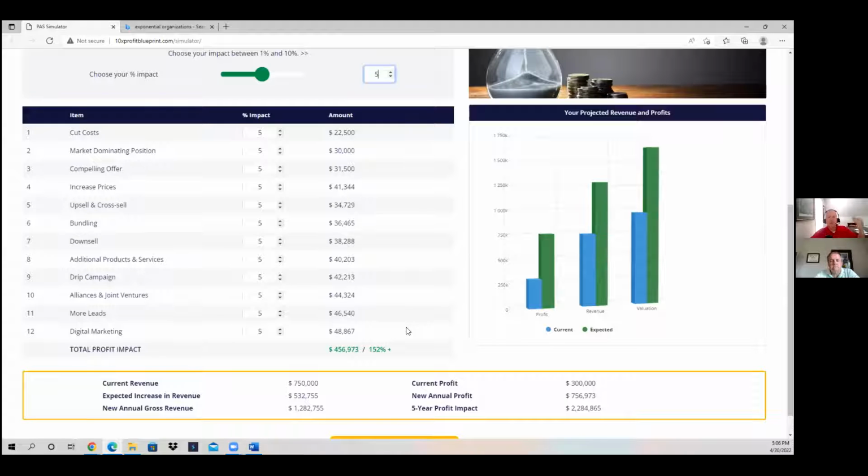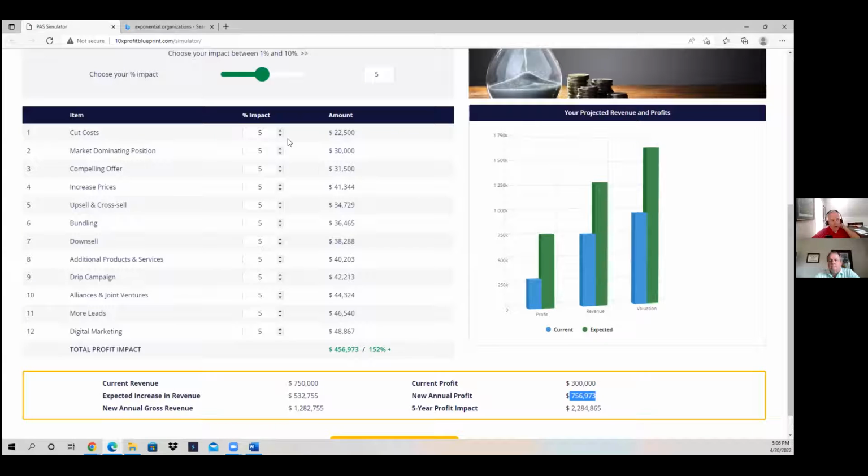Now, a 5% increase across these 12 areas is 1.5 times your profit. It adds an extra $456,000. So a 5% increase in 12 areas takes your company from 750,000 in revenue to just about $1.3 million, and takes your profit from $300,000 to $756,000, a 152% increase in profits. That's just by having a 5% change in 12 areas. Not a big deal.